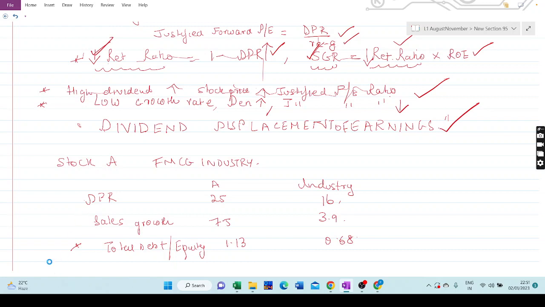The question is: which factor out of these three factors suggests that stock A's justified P/E ratio should be low? Which of these factors suggests that stock A's justified P/E ratio should be low? High DPR.